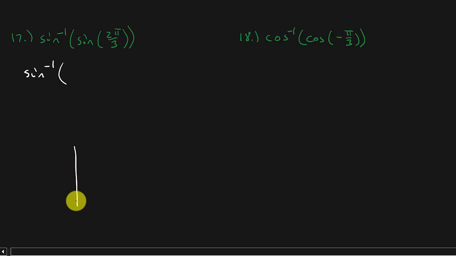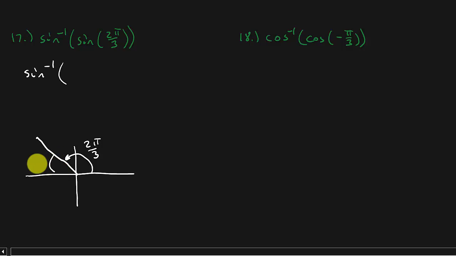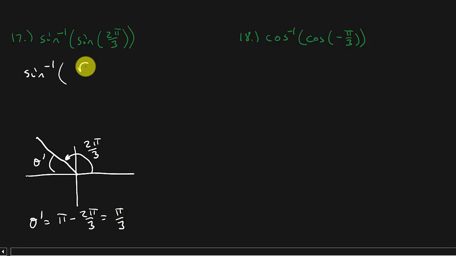So here, I need to figure out what the sine of 2 pi over 3 is. Well, 2 pi over 3 is right here in the second quadrant. So remember finding exact values using reference angles. Okay? So what's my reference angle? Well, my reference angle is pi minus 2 pi over 3, which is pi over 3. So what's the sine of pi over 3? That's the sine of 60. That's square root of 3 over 2. And so the reference angle is going to give you the value.